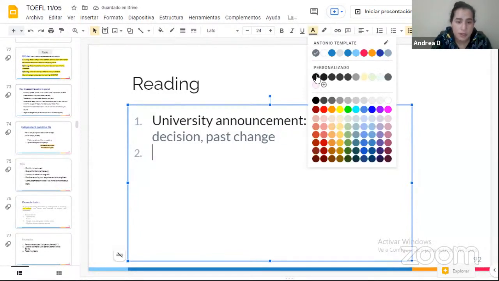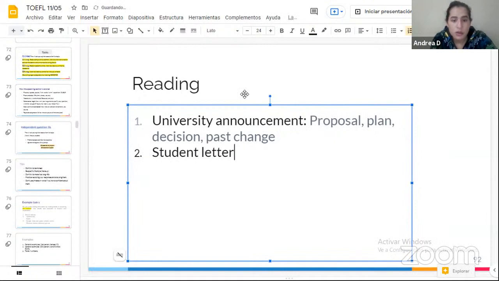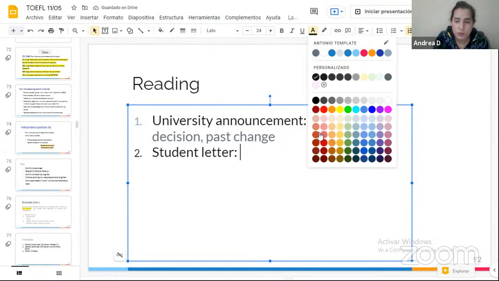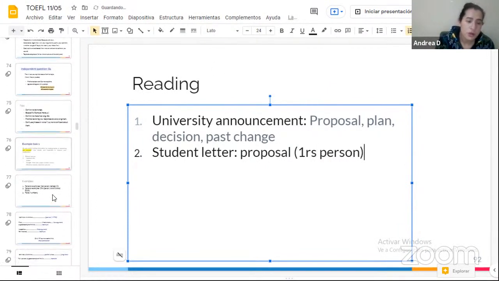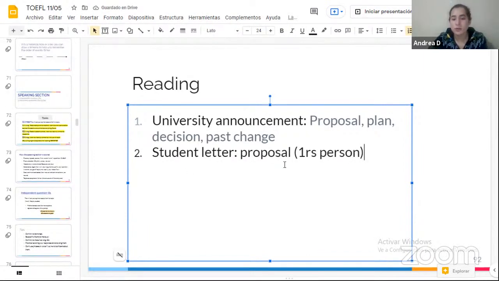Now, there's another option as well. Sometimes you will have, as I was saying, a student letter. So it will be just a student proposing something. Since it's a student, you don't really have other options. So it's just a student proposing something. It's a proposal. Now, you're going to notice this because the first person is going to be used. So in the letter, you will know that it's a letter because the student will be like, so I think the university should do this. And I consider this to be a good idea for these reasons. So whenever you see that first person, like I think, or I believe, or I consider, it's a student letter.